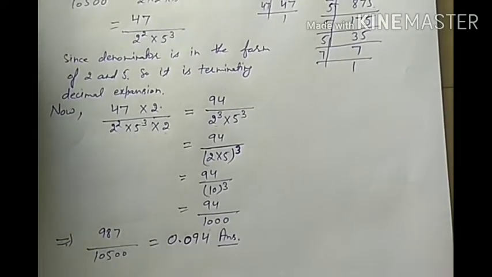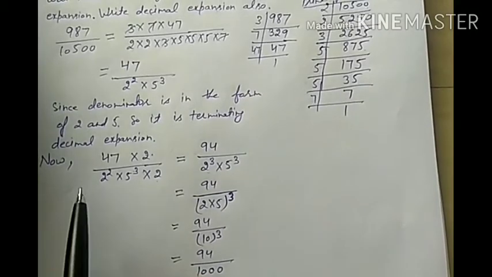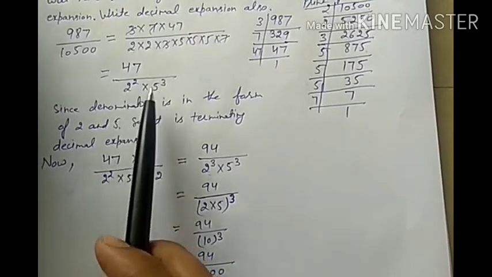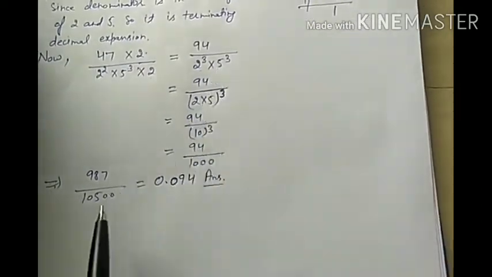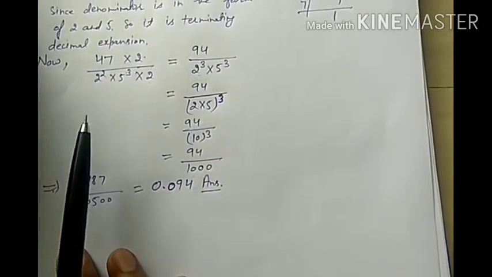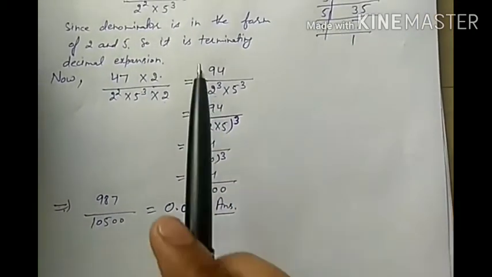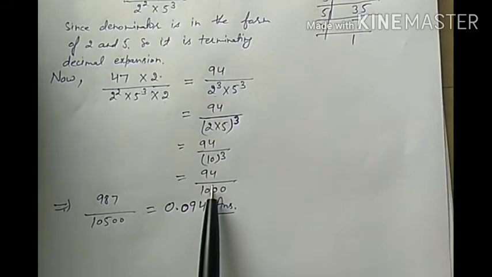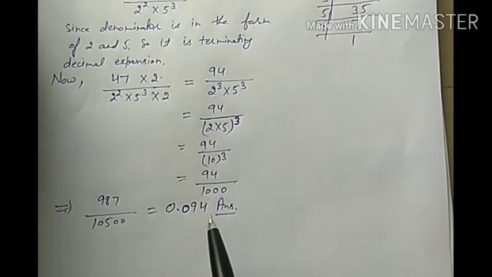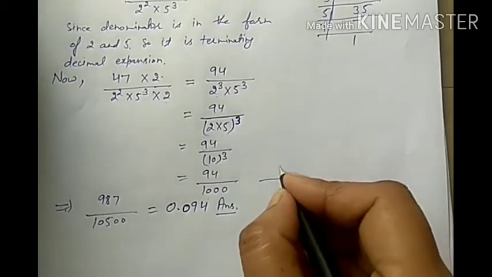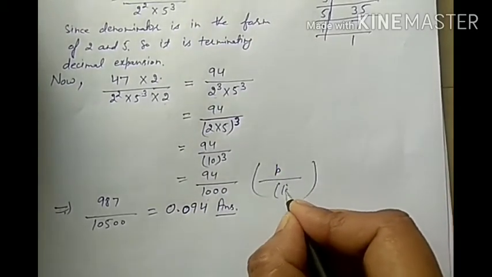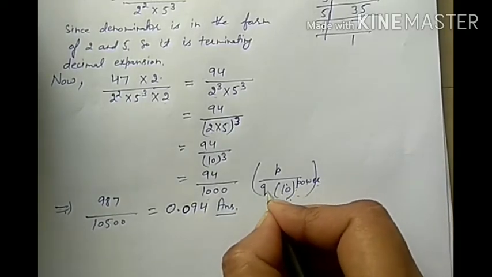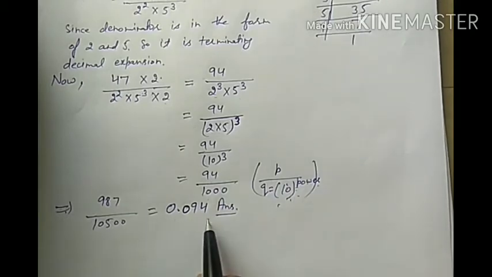What have we done in this question? First we found out that it is a terminating decimal expansion because the denominator is in the form of 2 and 5. Then we found out the decimal expansion. Since it is a terminating decimal expansion, without division we can find the decimal expansion by making the denominator a power of 10 raised to any power. If we make the denominator so, then we can easily convert into decimal expansion.